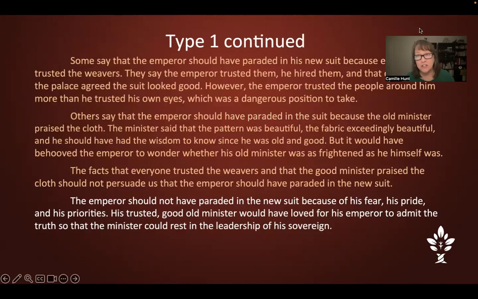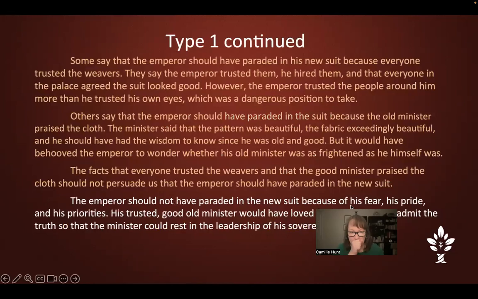And then we see the refutation section in here. You probably want to ask your students to mark this. Well, this is pretty obvious, which paragraphs it is. Excuse me. But you might want them to mark it just so you notice it's something new, especially if you have to look at 100 of these. Some say that the emperor should have paraded in his new suit because everyone trusted the weavers. They say the emperor trusted them, he hired them, and that everyone in the palace agreed the suit looked good.